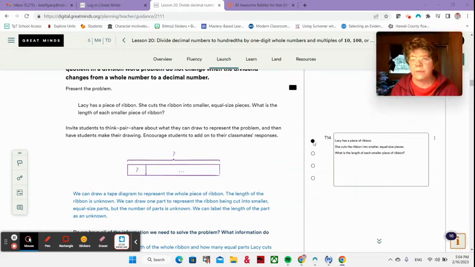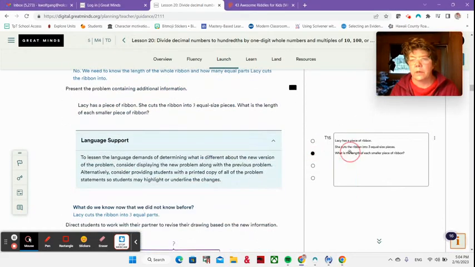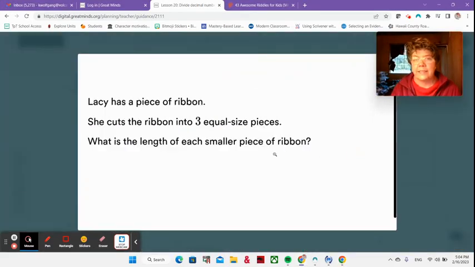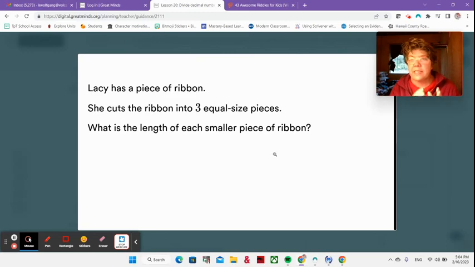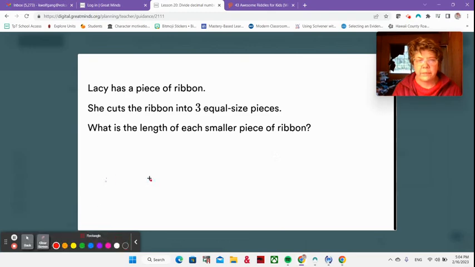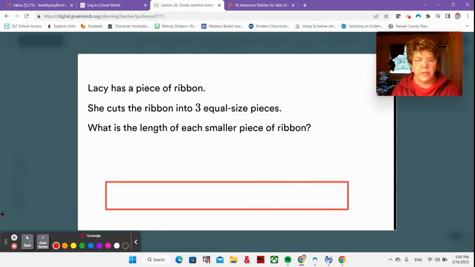What if Lacey has a piece of ribbon and she cuts it into 3 equal size pieces? Does that give us a little more information? Let's see. Here's Lacey's ribbon. And now she's going to cut it into 3 equal size pieces. Not exactly perfect, but close enough. Okay. What is the length of each smaller piece? So what is this length?